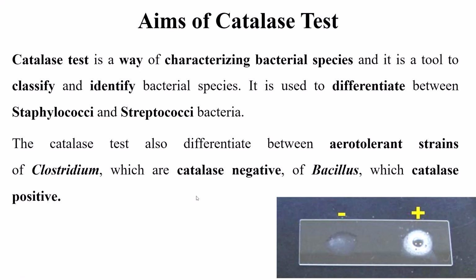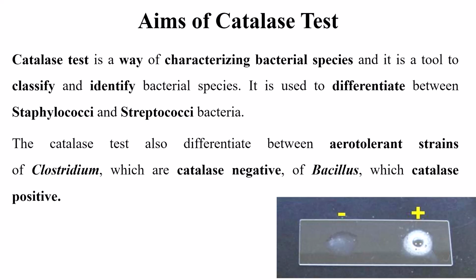The aim of the catalase test is to characterize bacterial species, and it can be used to classify and identify them. For example, we have two main groups of bacteria, Staphylococci and Streptococci. Both of them are gram-positive cocci. But if you want to differentiate between these two genera, because each of them has many species, we can use the catalase enzyme. Staphylococci are catalase positive, while Streptococci are catalase negative.